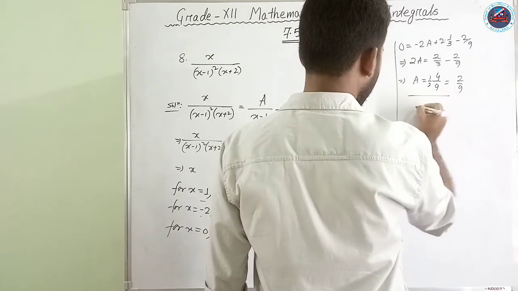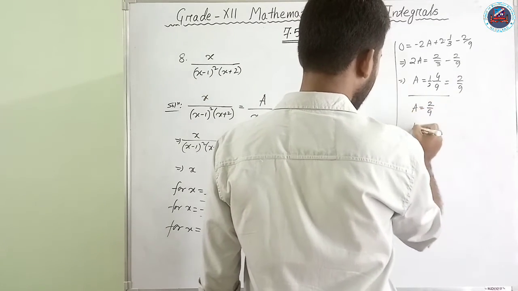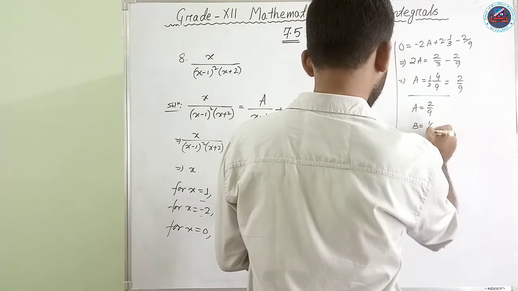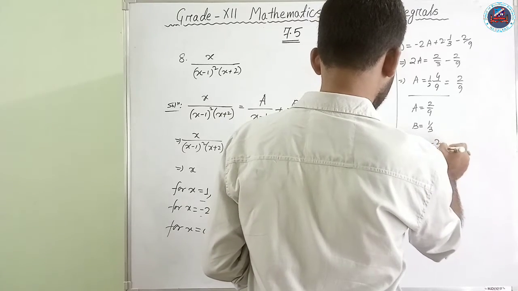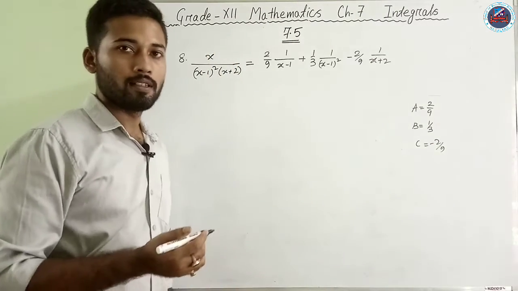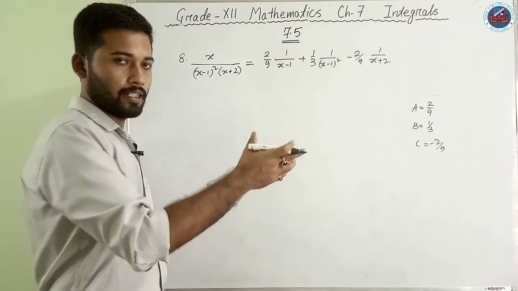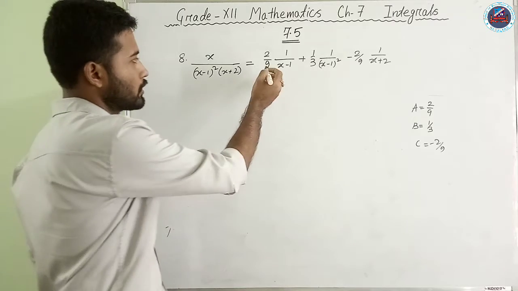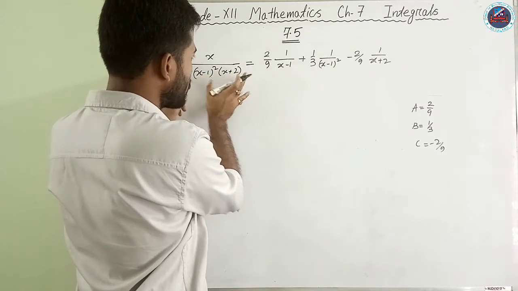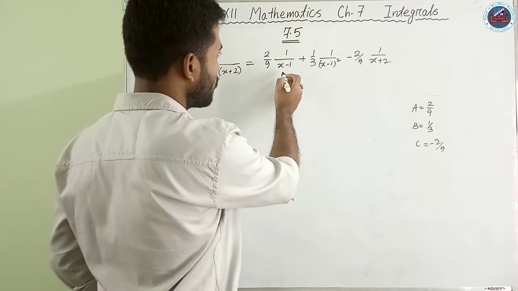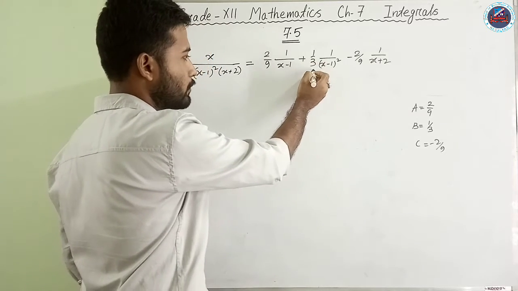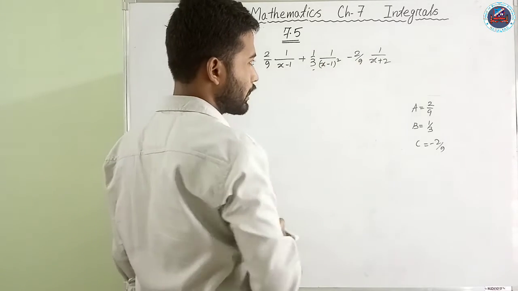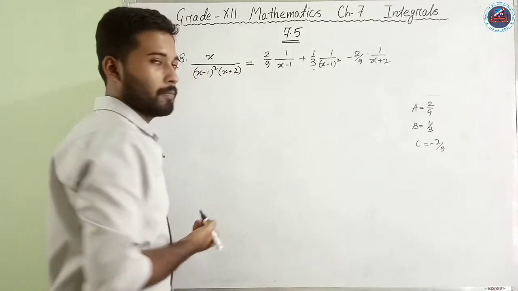So we have got a is equal to 2 by 9, b is equal to 1 by 3, and c is equal to minus 2 by 9. So putting the values of a, b and c in the split form, that is using the partial fractions, in place of this function we have got 2 by 9 into 1 by (x minus 1). In place of b we have put 1 by 3, so we have got 1 by (x minus 1) whole square, and in place of c we have put minus 2 by 9, so this into 1 by (x plus 2).